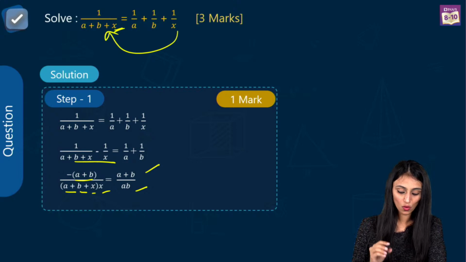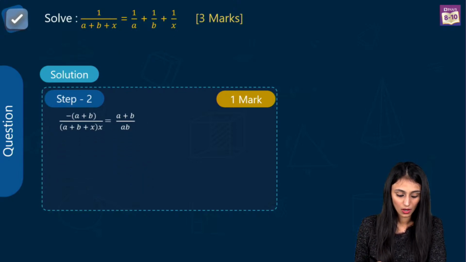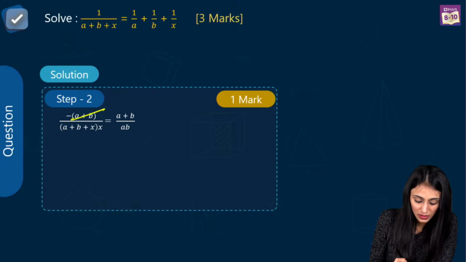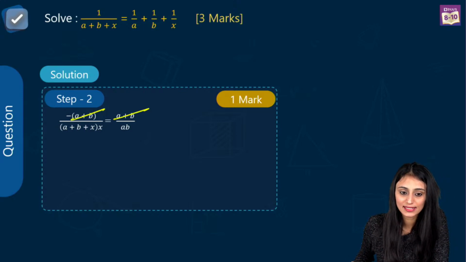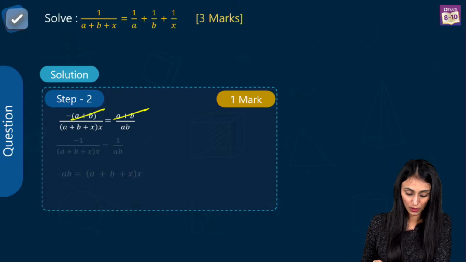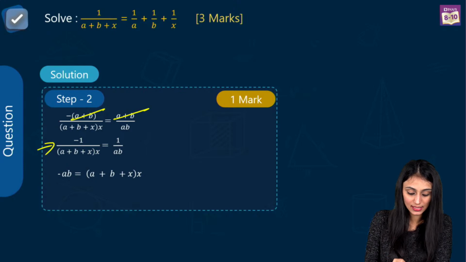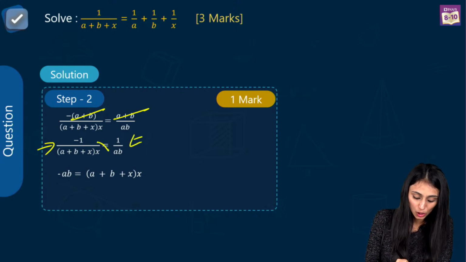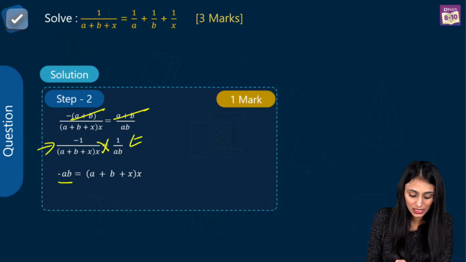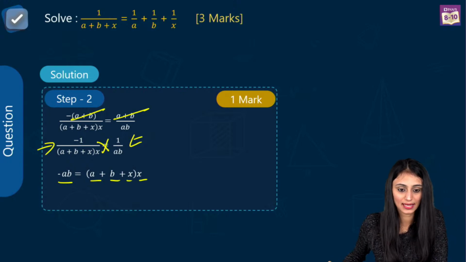All right, so that's what you get when you simplify these two sides. What we can see here is that this a plus b and this a plus b will cancel out on both the sides. So here we have minus 1 upon a plus b plus x times x is equal to 1 upon ab. Now I'll cross multiply them. So we get minus ab equal to a plus b plus x times x.